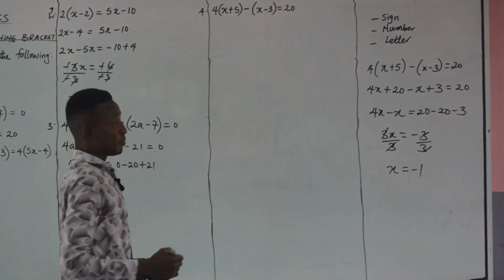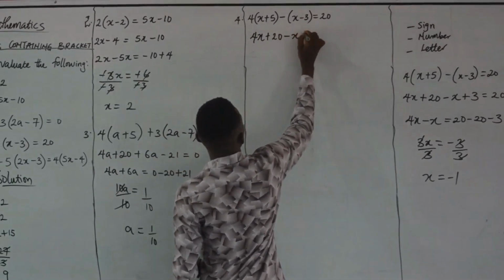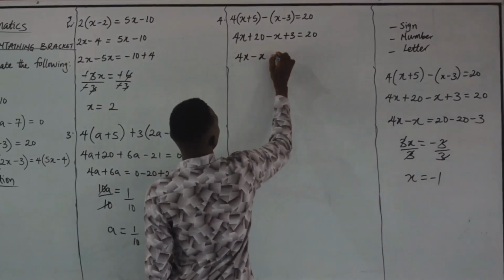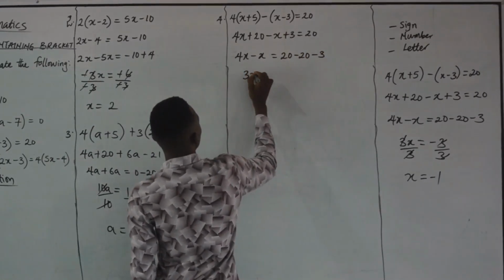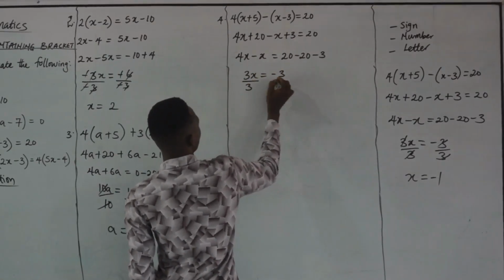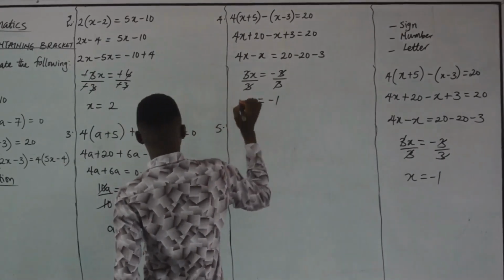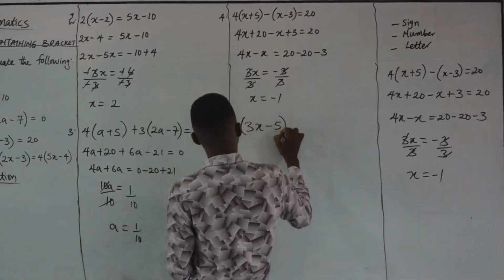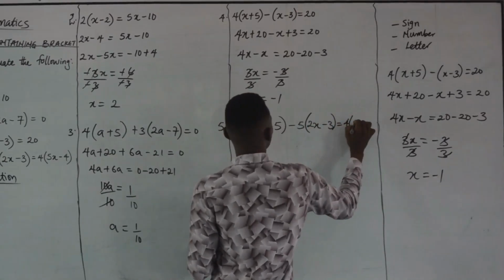So let me write it inside my notes now. Writing inside the note, we have 4x plus 20 minus x plus 3 equals to 20. We have 4x minus x equals to 20 minus 20 minus 3. So this gives us 3x equals to minus 3. Divide both sides by 3. So we have x equals to minus 1. So with that, we are moving to the last question, which is 2 into brackets 3x minus 5 into bracket 2x minus 3 equals to 4 into bracket 5x minus 4.